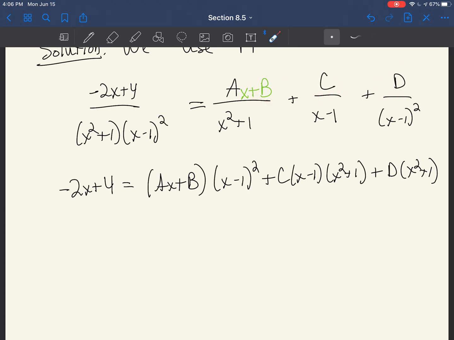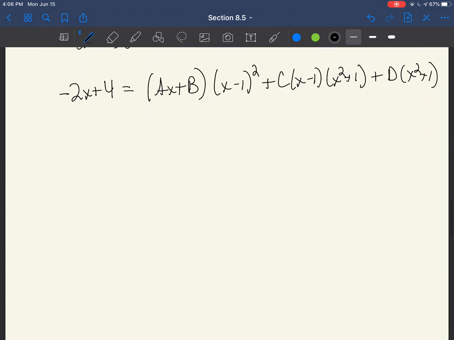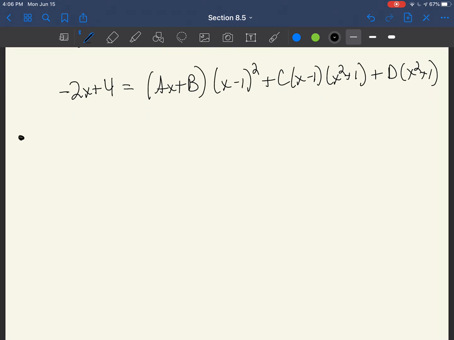Okay, we have 4 letters we're trying to solve for, so we're going to need 4 values of x. So when x equals 1, that's going to be the easiest one, we get 2 equals, we still have an x - 1 term, so this all goes to 0. We still have an x - 1 term here, so the C term goes to 0. So we just get D times 2. So D has to equal 1. So that's nice. Letting x equal 1, we just got D.